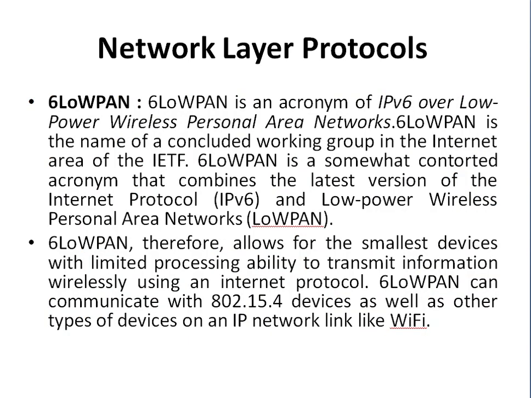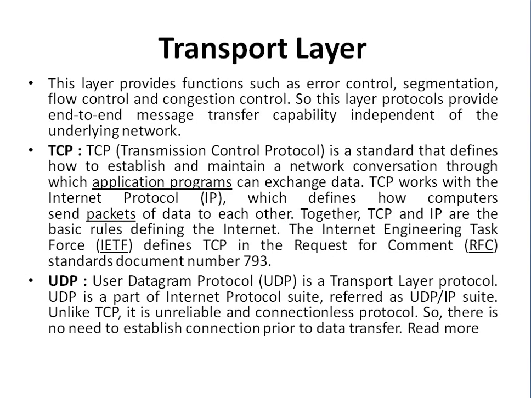6LoWPAN is an acronym of IPv6 over Low-Power Personal Area Networks. It is the name of a working group in the Internet area of the IETF, and the 6LoWPAN name combines the latest version of the protocol with low-power wireless personal area networks. That allows the smallest devices with limited processing ability to transmit information wirelessly using the Internet Protocol, and to communicate with other devices as well as other types of IP networking links.